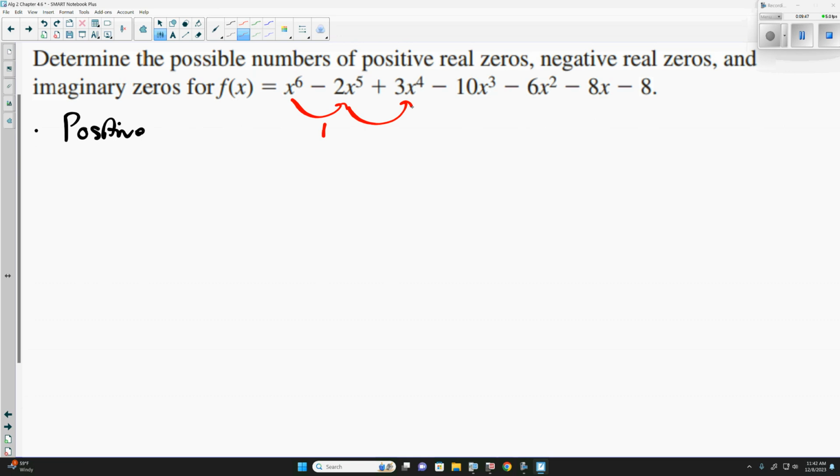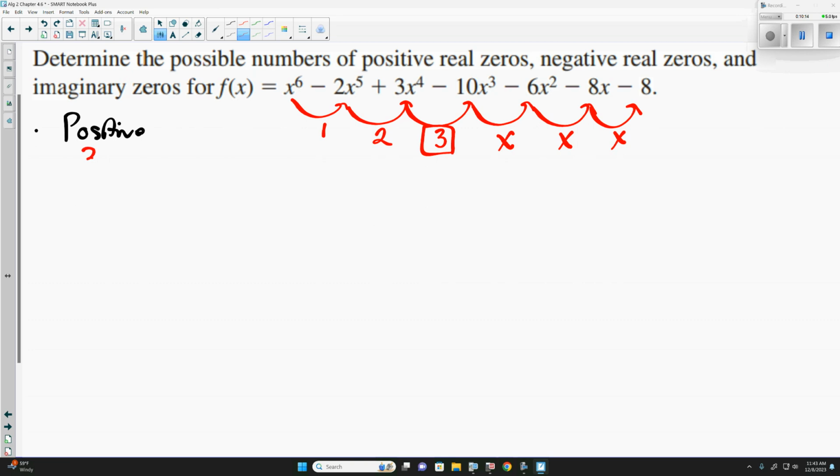X to the 5th to x to the 4th, it goes from negative to positive, so the sign changed. So that is 2 sign changes. X to the 4th to x to the 3rd goes from positive to negative, so that's a third. x to the third to x squared goes negative, negative, so it does not. X squared to x. So the number of sign changes that we have is 3.